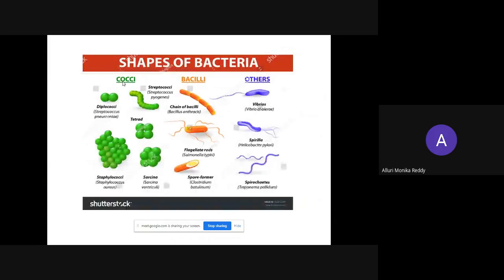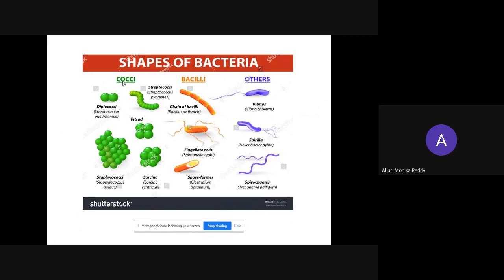And the shapes of bacteria. We have three types of bacteria classified depending upon their shape: cocci, bacilli, and the last one is Vibrio, Spirilla, and Spirochetes. Cocci are nothing but the spherical form of bacteria. Examples are Staphylococcus and Streptococcus pneumoniae.